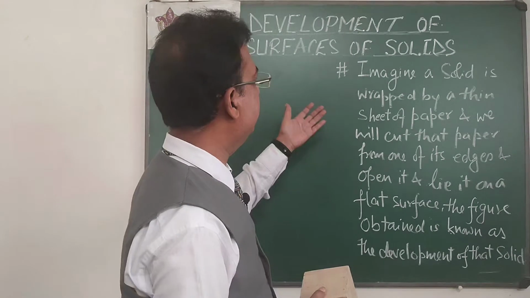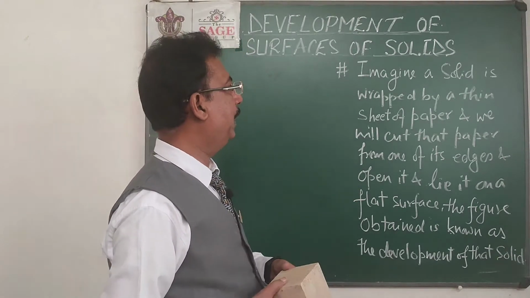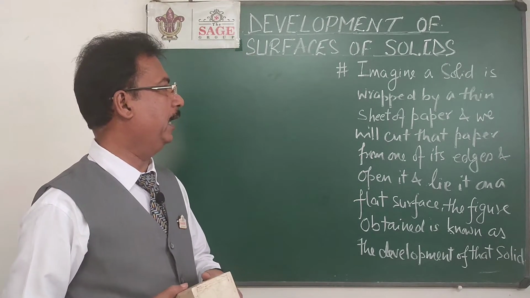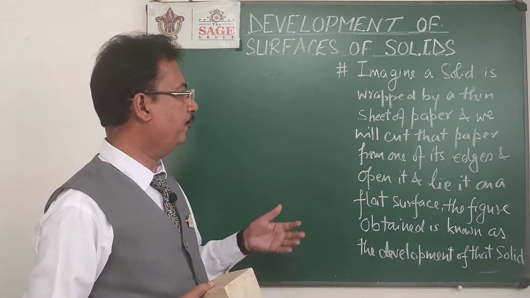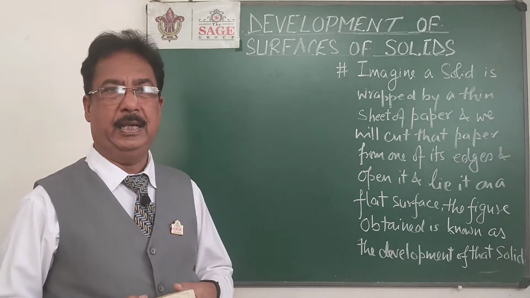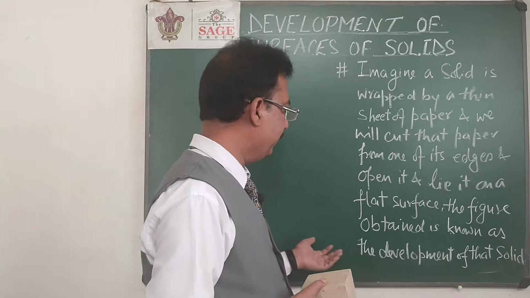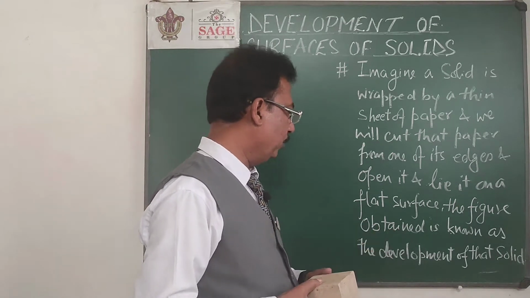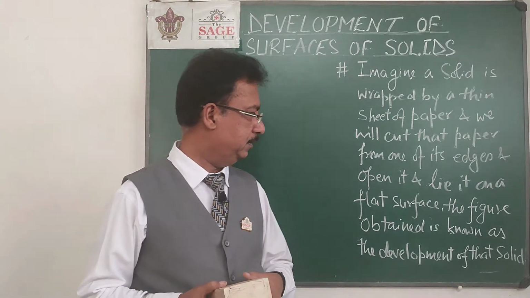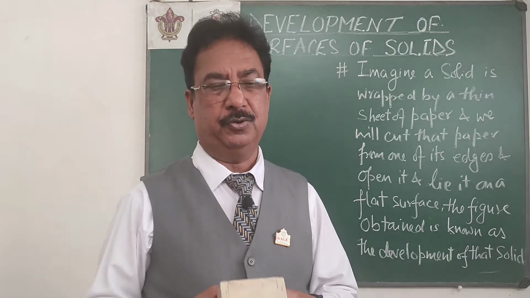The definition is like this: imagine a solid is wrapped by a thin sheet of paper, and we cut that paper from one of its edges, open it and lay it on a flat surface. The figure obtained is known as the development of that solid. So this is the simplest way.